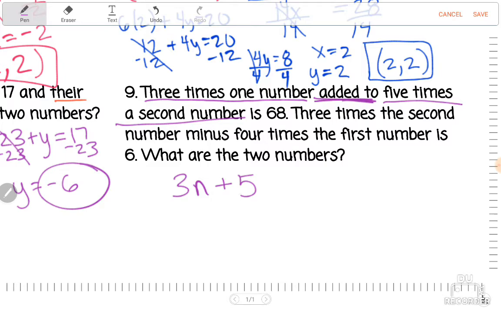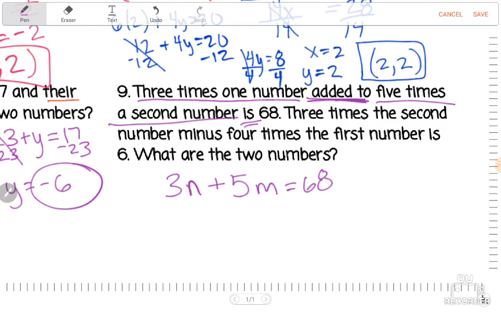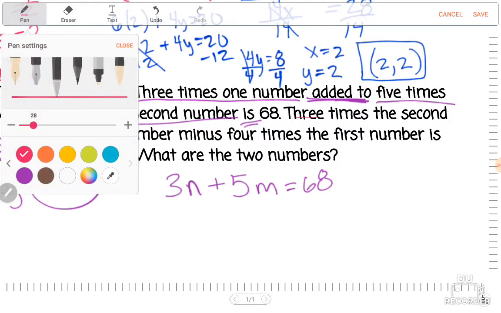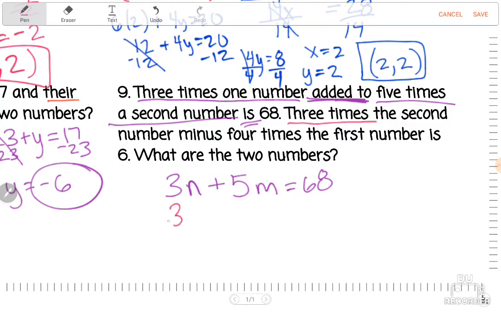So 5 times another number, but it's a different one, so I can't use n again. So maybe I'll say m, equals 68. Okay, and then I get a second equation from my next sentence. So let's look at that. 3 times the second number. Remember, we already talked about a second number here. We called it m. So I better do m.